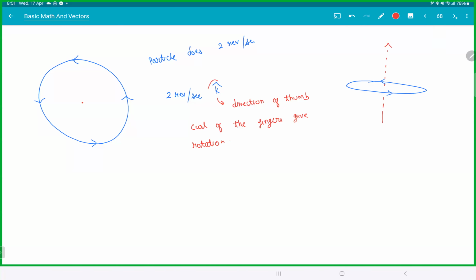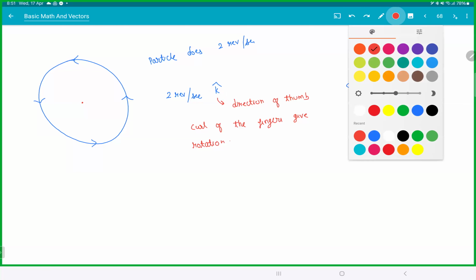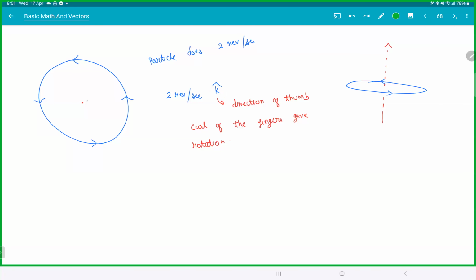Is the particle actually going in k cap? The particle is going in the xy plane. But by choosing k cap, you're simply saying the rotation is that way. So if you see here, the particle moves in the xy plane, but the direction is the z axis. That's why we call it a pseudo vector. It doesn't give you the actual direction, it gives you the sense of rotation. So pseudo vector is especially useful whenever you're dealing with rotational quantities.